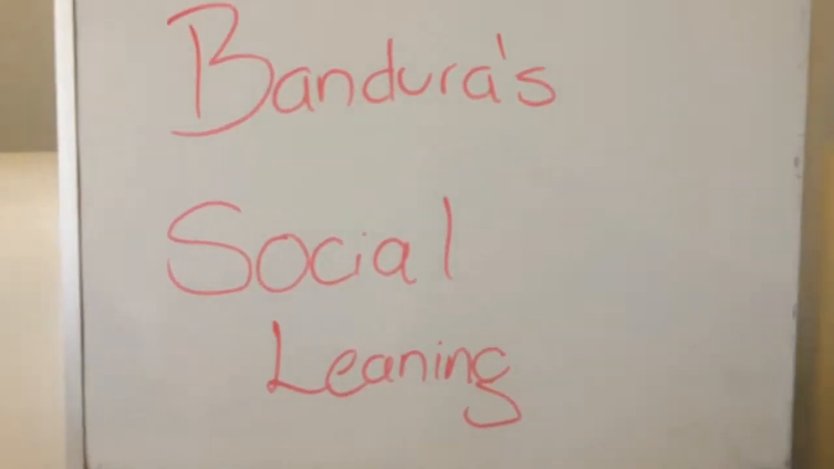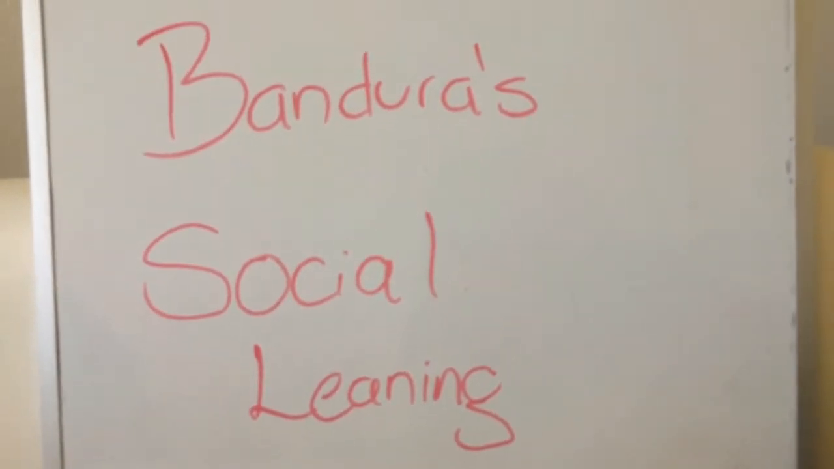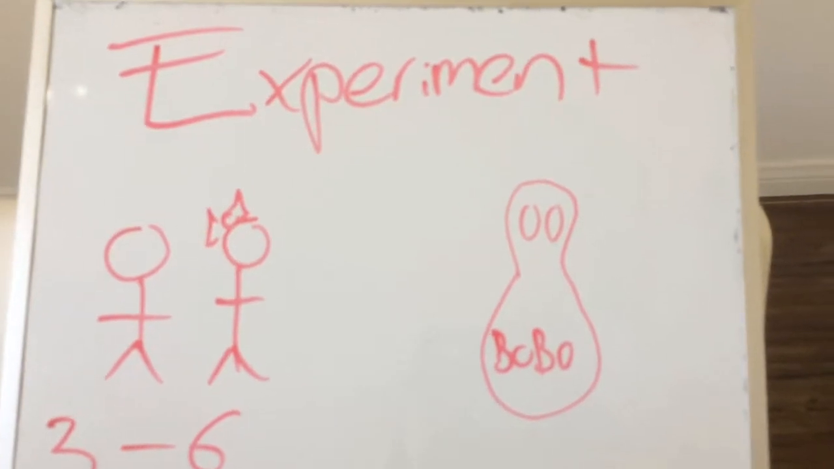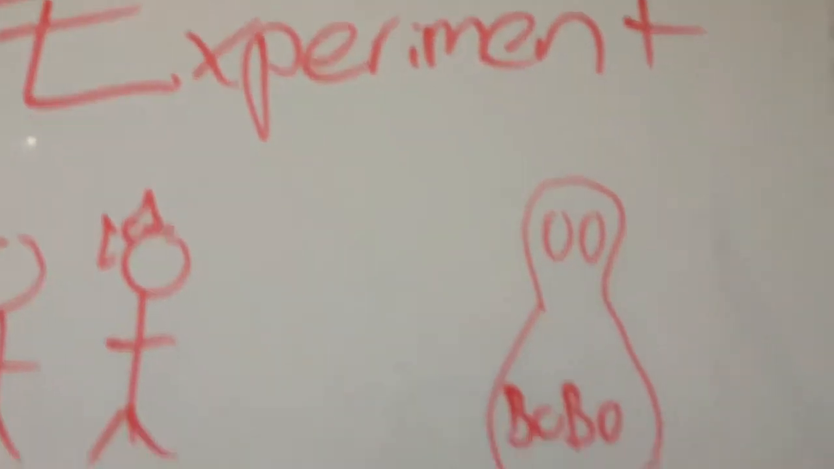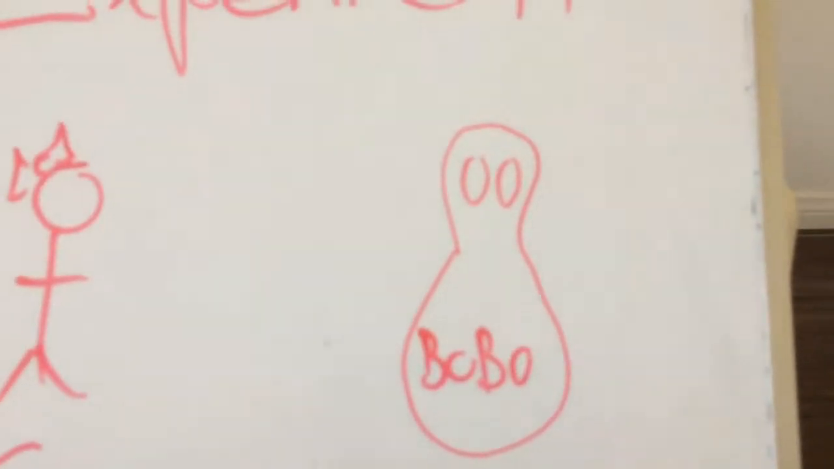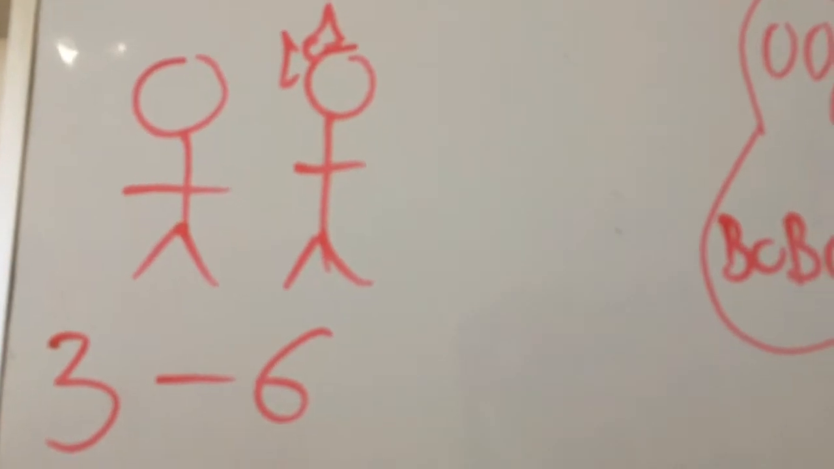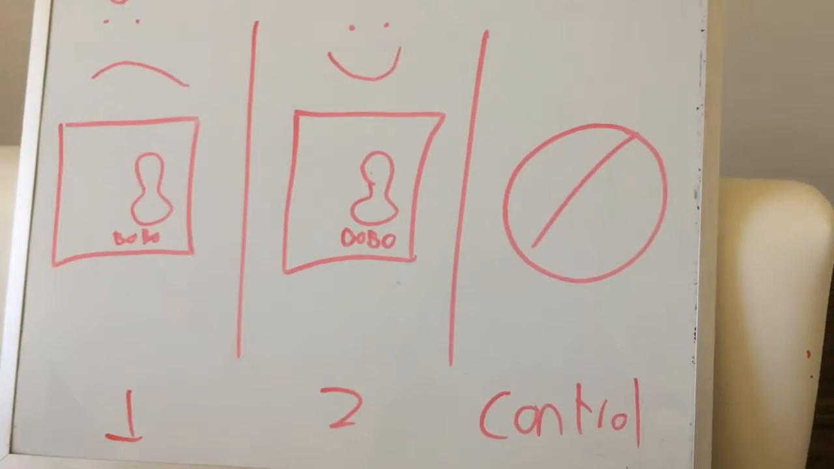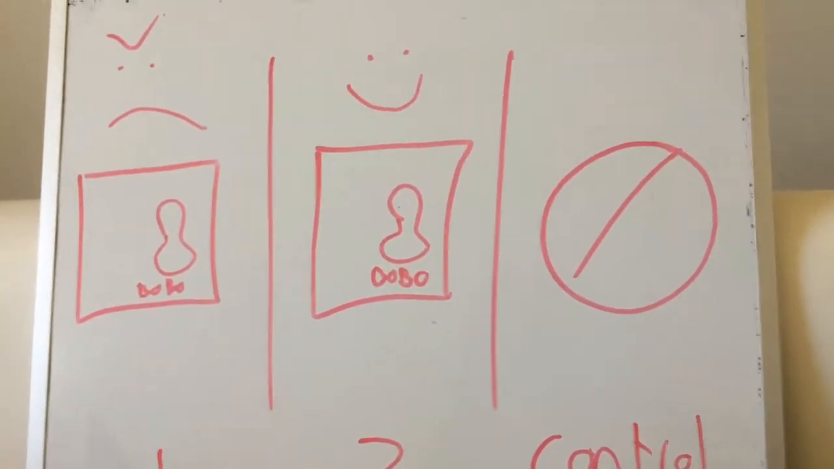Okay, now following with the second topic of this list, we're going to take a look at Bandura's social learning theory. The foundation of this learning theory began with Bandura's famous experiment of Bobo the doll. The experiment was done on children aged 3 to 6 years old. The experiment was divided into 3 groups: first group, second group, and control group.